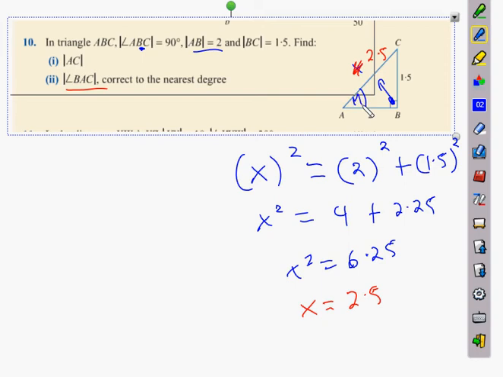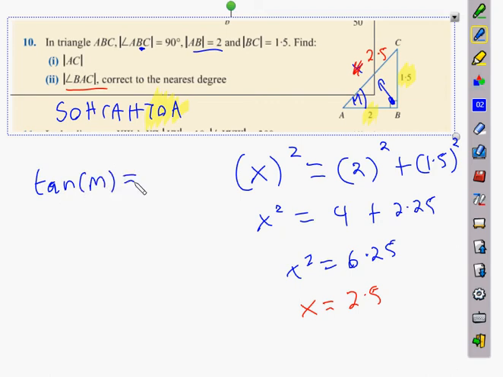Now, do you remember the sequence of letters? SOH CAH TOA. Which one should I use? I'm going to use the 1.5 and the 2, the adjacent and the opposite, which is tan. Okay, so tan what, Mick? What did I label the angle? It's an M, sorry, it's a poorly produced M.